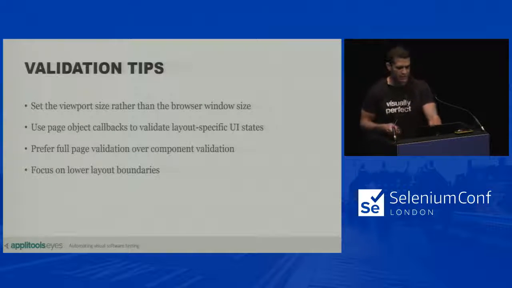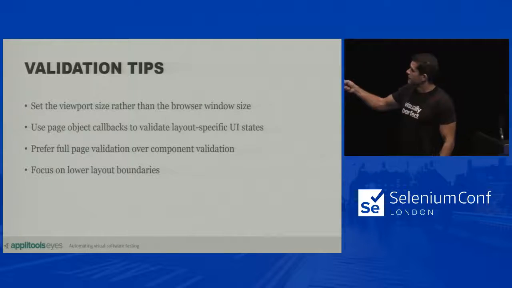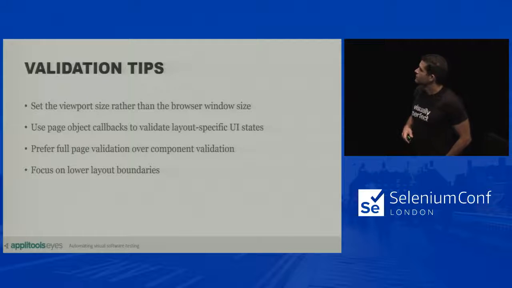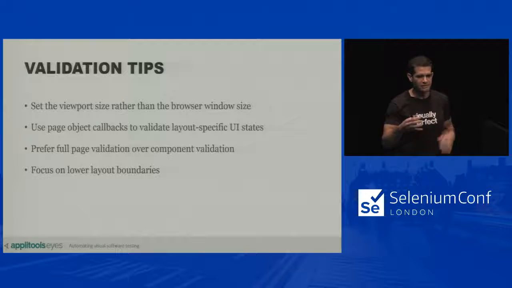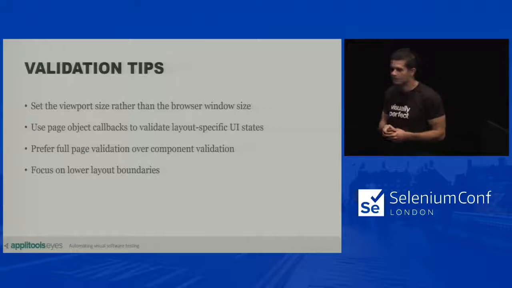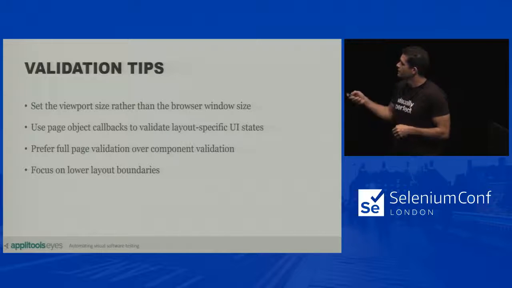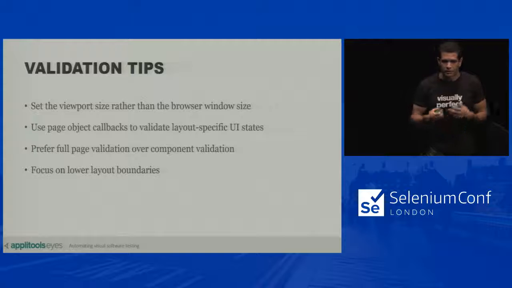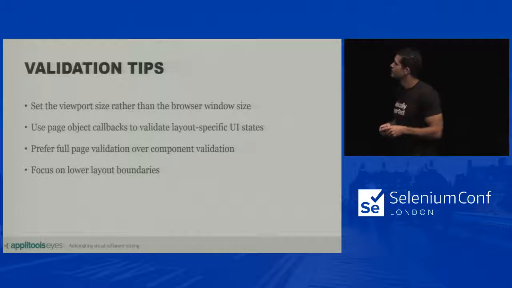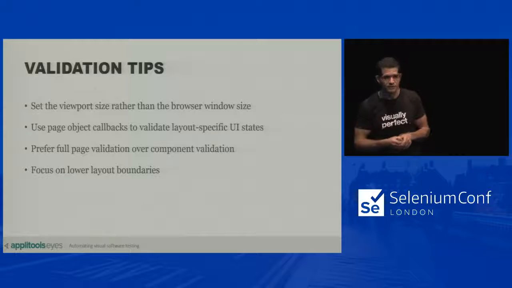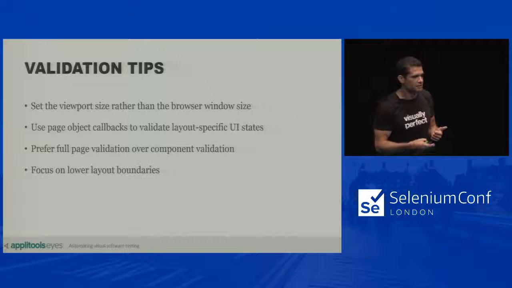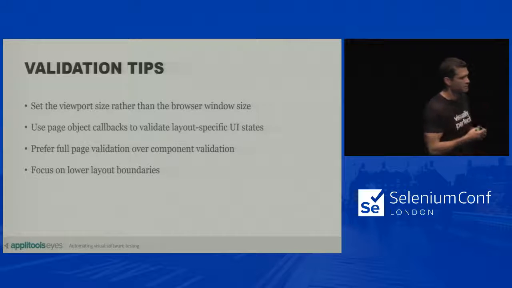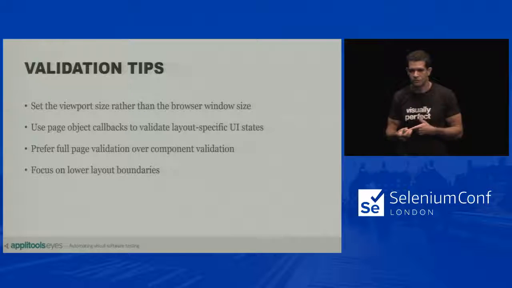So let's go back to our validation tips. The second tip suggests that you should use page object callbacks to validate layout-specific UI states, and that's exactly the trick that we did, where the page objects let us know that something changed, and we kept our code generic in that way. Another one is that you should always prefer, when possible, to perform full page validations over component-specific validations. There are 2 reasons for that. First of all, a full page validation gives you more coverage. But second, it requires less effort, both to create it and to maintain it.